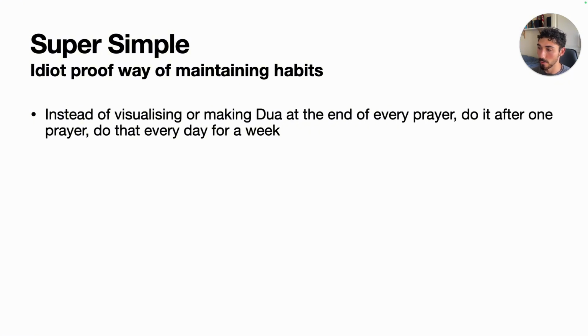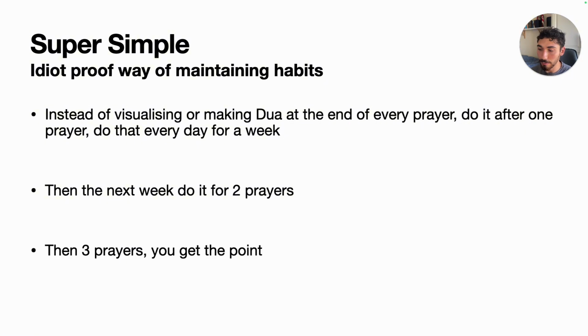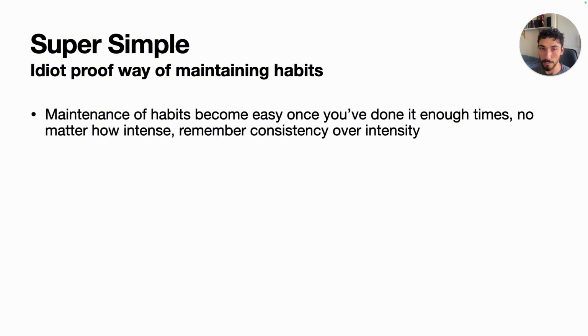And instead of visualizing or making dua, right, at the end of every prayer, do it after 1 prayer. Do that every day for a week. And then the next week, do it for 2 prayers, right? Make dua after 2 prayers. Preferably when you're in sujood or just before you do a taslim, right? And then 3 prayers. You get the point. Each week, increase the amount that you do. And the maintenance of habits becomes easy once you've done it enough times. Like it really becomes easy once you've done it enough times.